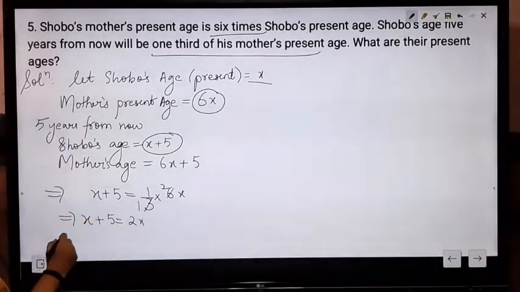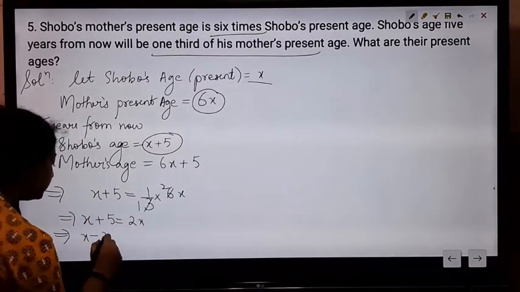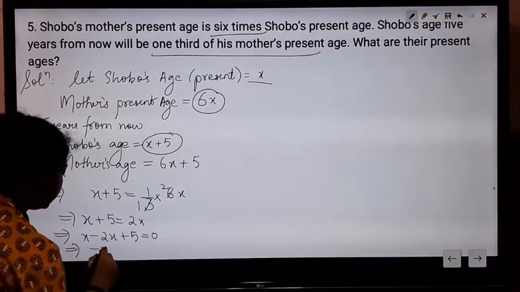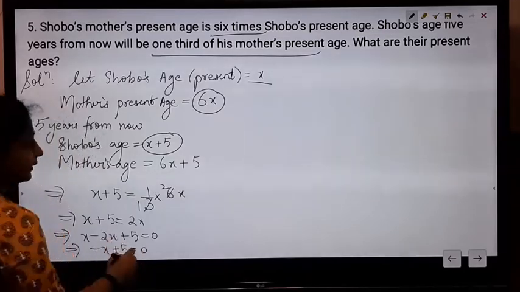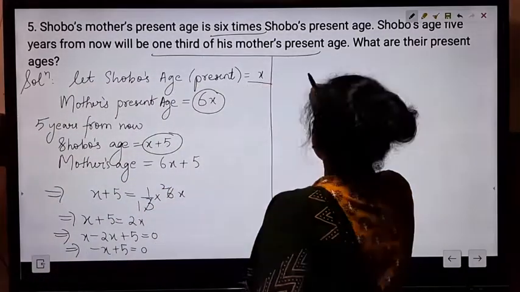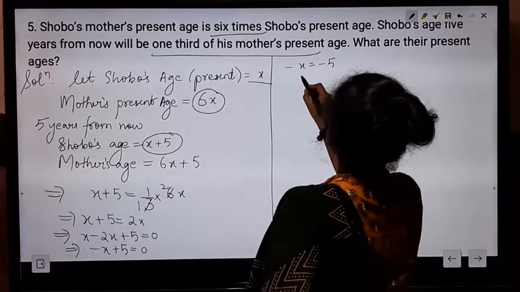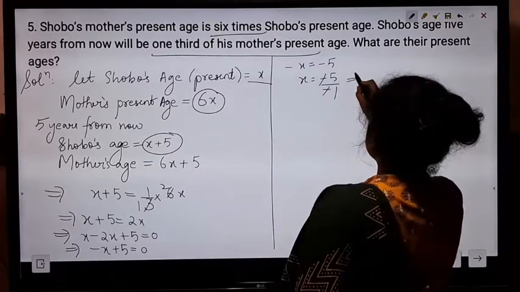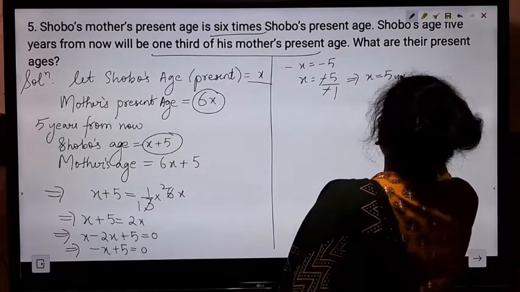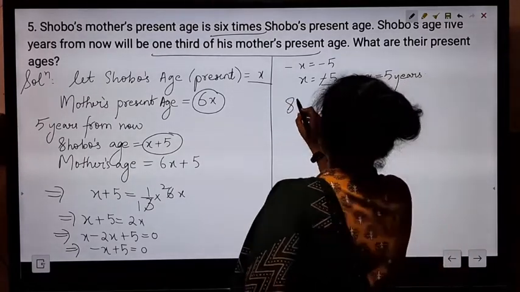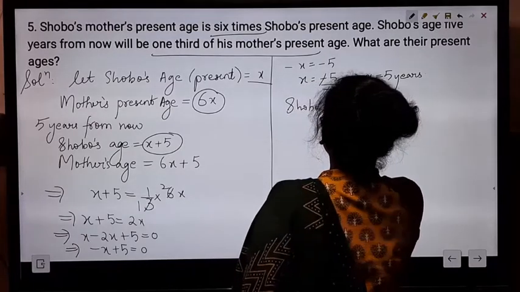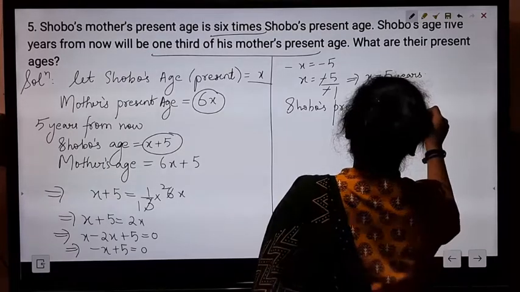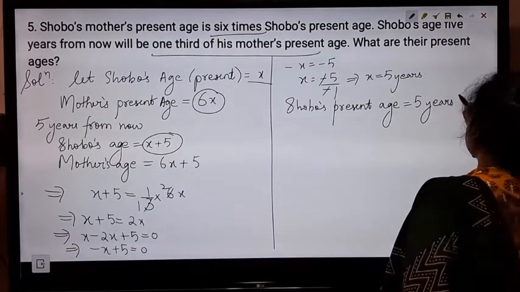We can shift all the variables to one side. So x minus 2x plus 5 equals 0. This gives us minus x plus 5 equals 0. We can shift the constant to the other side. So minus x equals minus 5, and x equals minus 5 upon minus 1. Minus and minus cancel out. This implies x equals 5 years. That is Shobo's present age equals 5 years. Shobo is 5 years old.